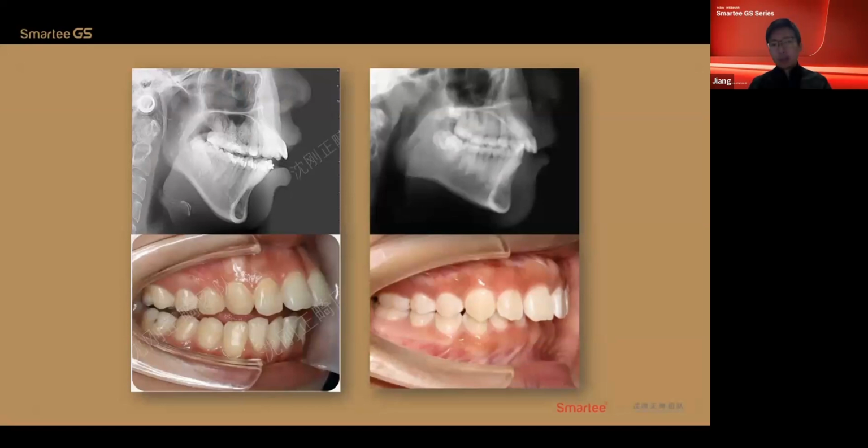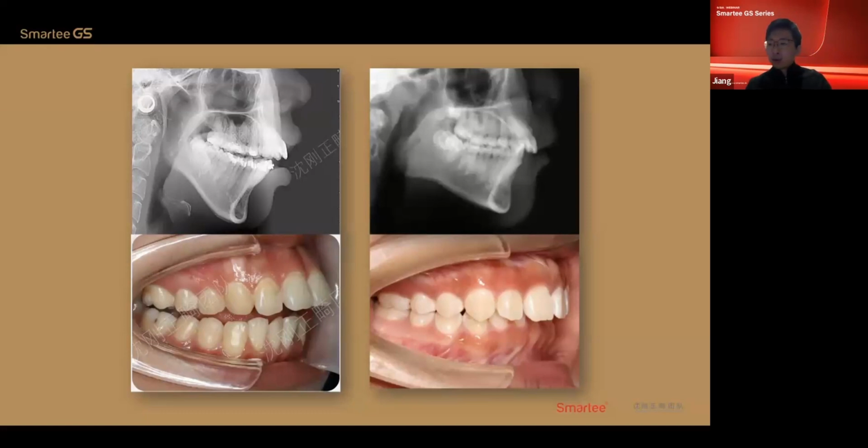When we take a look at the cephalometrics and the intraoral photos, we can also find some similarities. For example, both of them are molar class 2, both have increased overjet, and both are skeletal class 2. But there are also some differences. The biggest difference is that the shape or the morphology of the mandible is different. The first patient's mandible shape is deficient, but the second's shape is favorable.